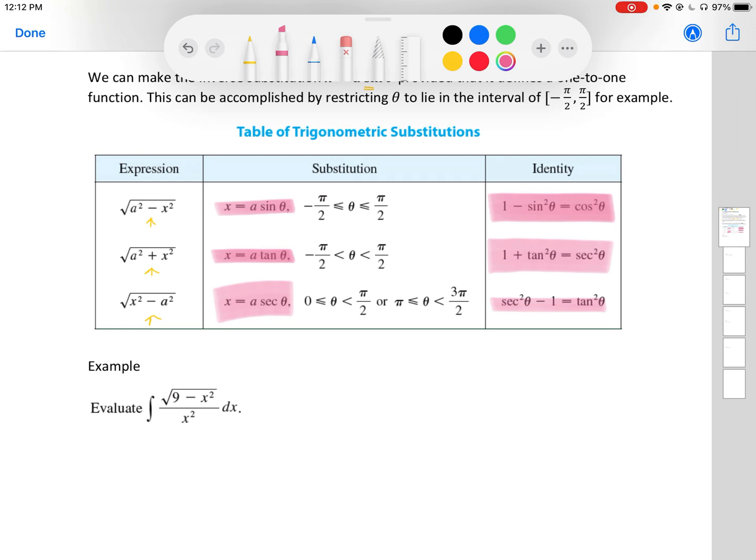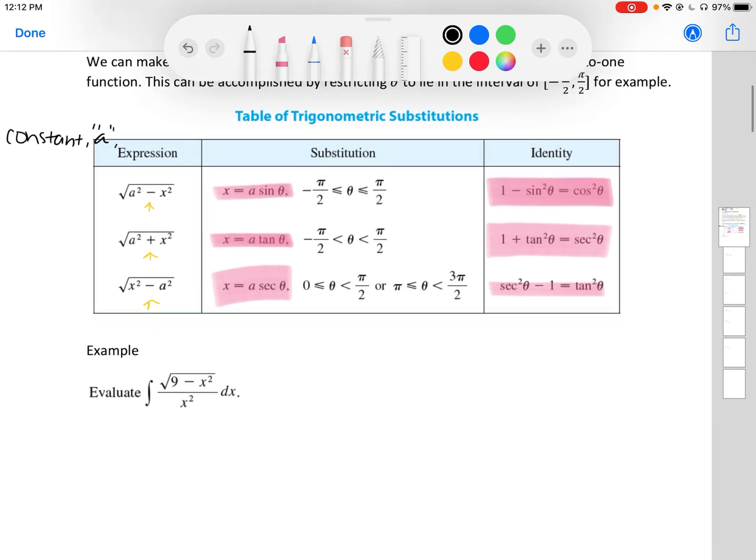Now, as you read all of these, your constant a will be the number in your substitution, but it's going to be the square root of it. So the a squared will be the number that's squared in your integral, in your problem. And remember, to get this number, this would be the square root of that.